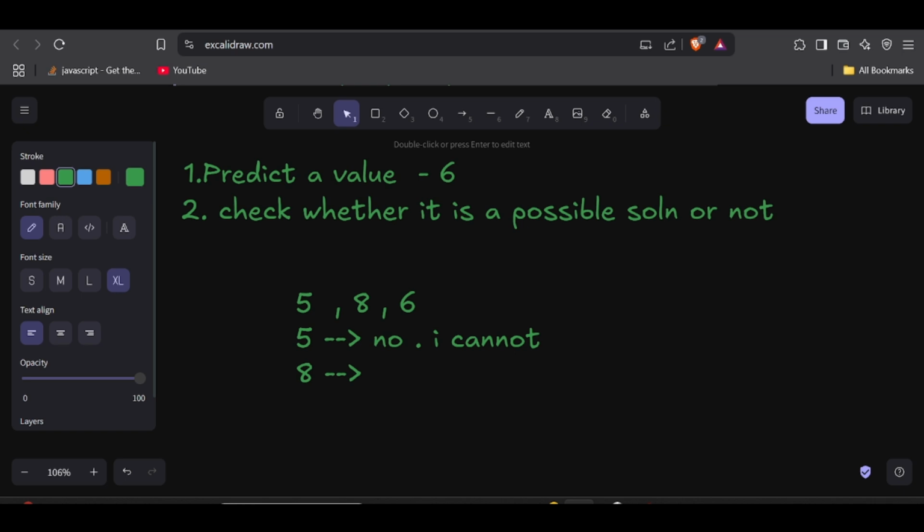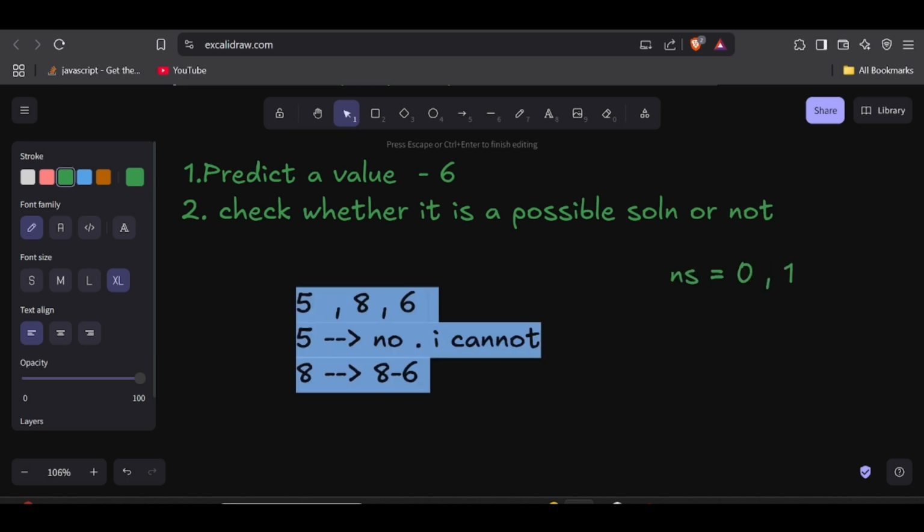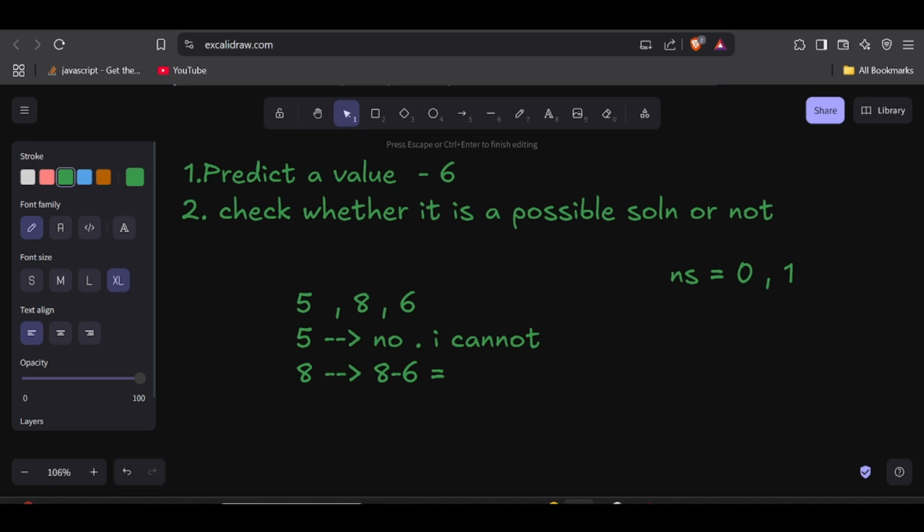Yes, it is greater than 6. So I will just decrement 6 from it, and I will take one variable, number of students, initially with 0, and I know that I decremented 6 from it, so I will just increment it by 1. Now my 8 has become 2. So is 2 greater than or equal to 6? No, so I cannot move further with it.